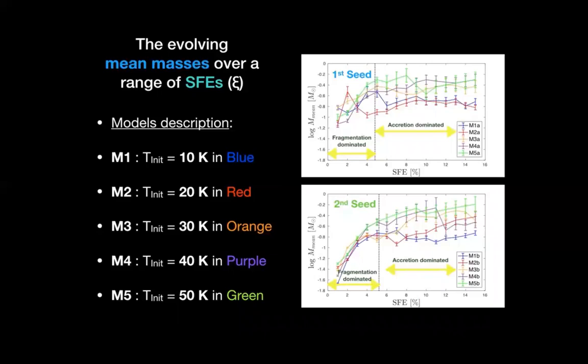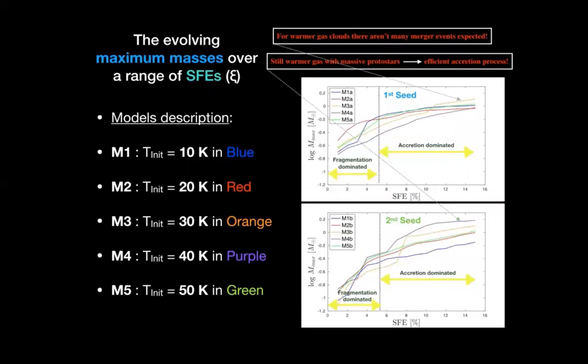And if we look at the bottom panel, in the second seed value, again we observe a similar trend, in fact more pronounced. Once you are in the fragmentation-dominated regime, there's not really a trend available to claim that the mean masses are higher for the warmest cores. But once you reach the accretion-dominated regime, there is a clear trend that the mean masses were quite higher for the warmest cores, and for the coldest cores, they are really small. So this is the trend we observed for the mean masses.